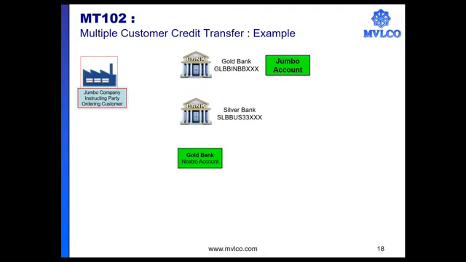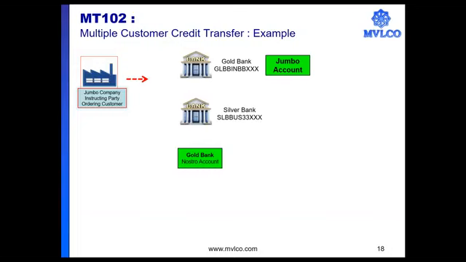I'll repeat this point: in the earlier example of MT101, Jumbo was a customer of Silver Bank and had an account with Silver Bank. And please note carefully that in this example of MT102, Jumbo is not a customer of Silver Bank. It does not have any account with Silver Bank. In this scenario, Jumbo is a customer only of Gold Bank, and has an account only with Gold Bank. Jumbo has no relationship with Silver Bank.